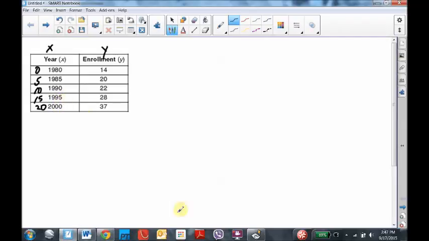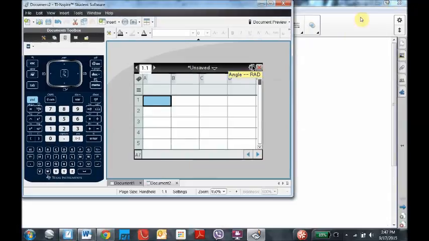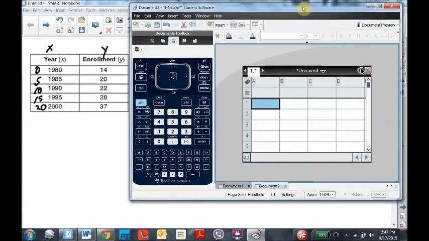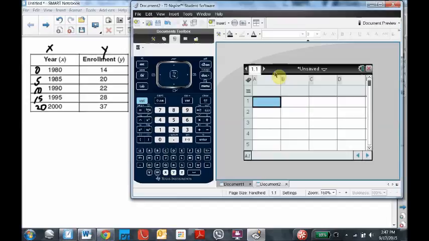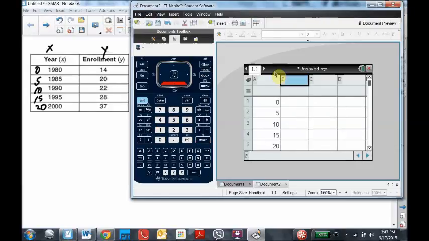So what I'm going to do is put those values into my calculator. All right. And I'm going to try to make this so I can see both. There we go. And we said we're going to let this be 0. We're going to let this be 5. We're going to let this be 10. We're going to let this be 15. And we're going to let this be 20. Then I'll scroll back over and I'll put in the corresponding points.